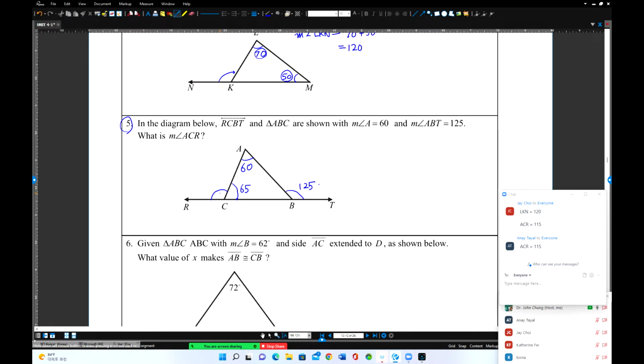This is now supplementary, right? 180 minus 65. 180 minus 65 equals what? 115. Yes, this angle is 115. Excellent.